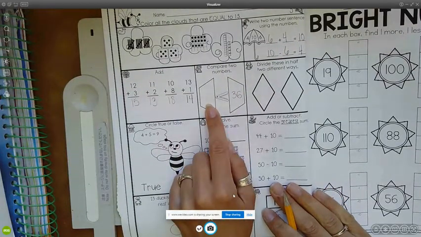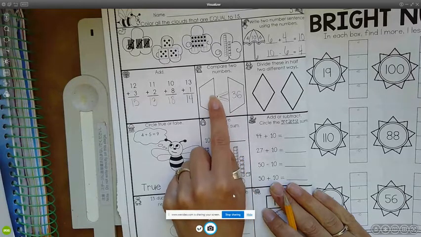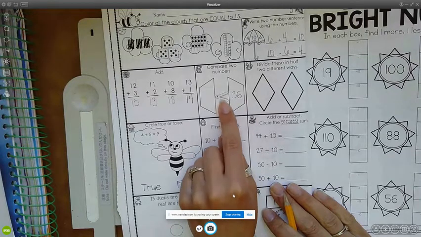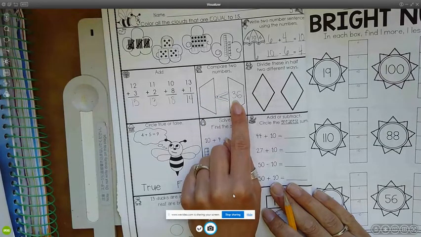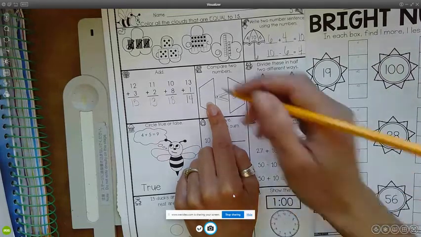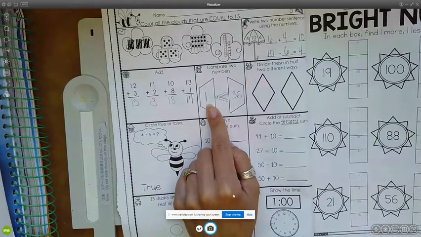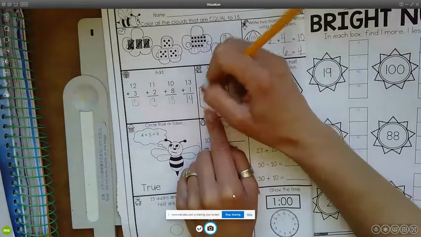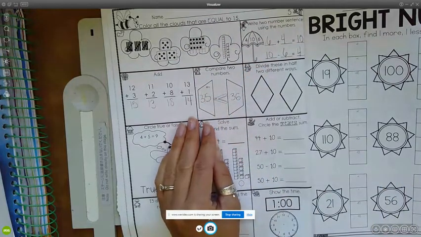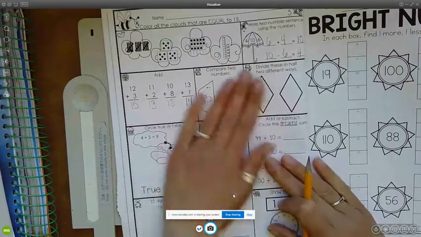Compare 2 numbers. I have a blank. I have my alligator, and he looks like he is eating 36. So this is my less than sign because I know that something is less than 36. Let's think of a number that is less than 36. Remember that less than means smaller. I could put a 1 here because it's definitely less than 36. But I could even put a 35 here because 35 is definitely less than 36.